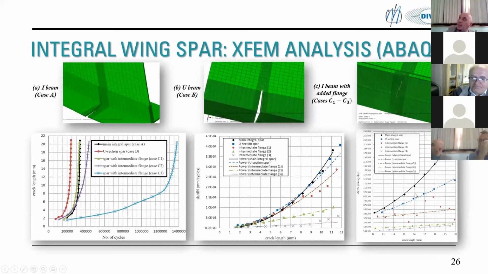Even better results we got for this I-beam with the intermediate flange. The interesting thing is that the results for the U-beam are worse than the results for the I-beam.